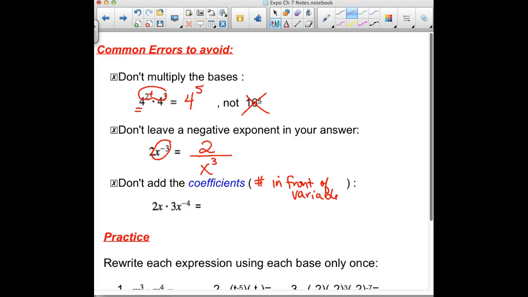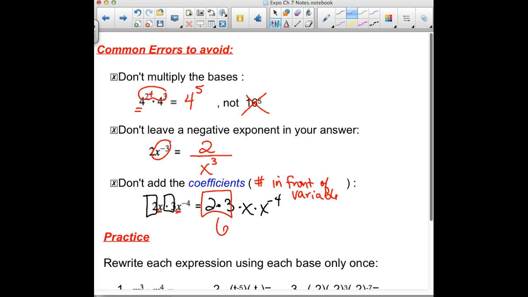Okay, so in this case, we can take this x and put them together. But the 3 and the 2, there is no shortcut. We have to just do what it says. All right, so we're going to take 2 times 3, and then we're going to take x times x to the negative fourth.